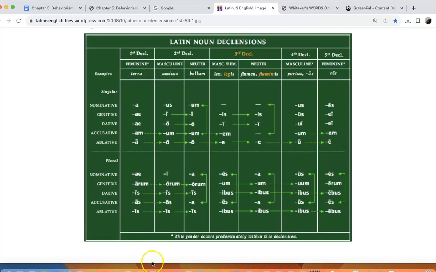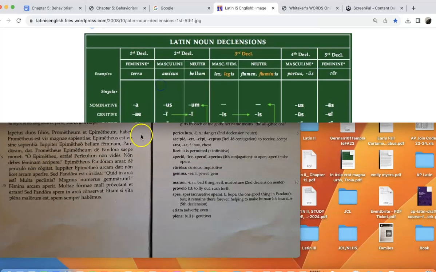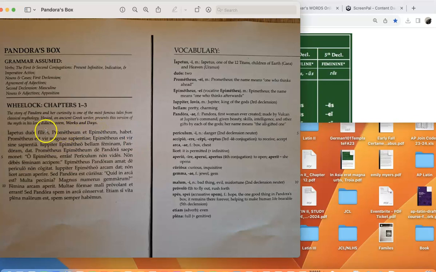Now, it is important that when we translate, we put it back in the nominative. Why? Because English doesn't have cases, and so we would translate that as Prometheus and Epimetheus. And of course, here they tell us who they are, and you may know them from your previous readings. So putting it all together, Iapetus has two sons, Prometheus and Epimetheus.